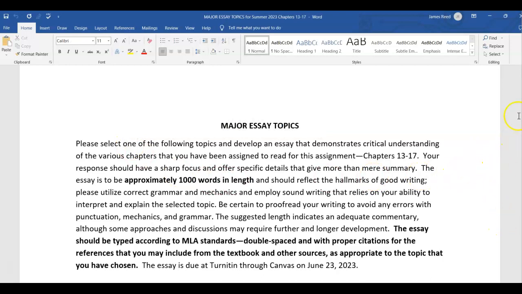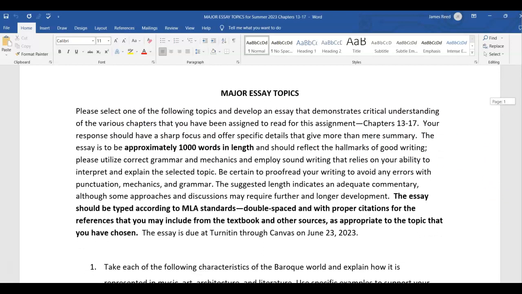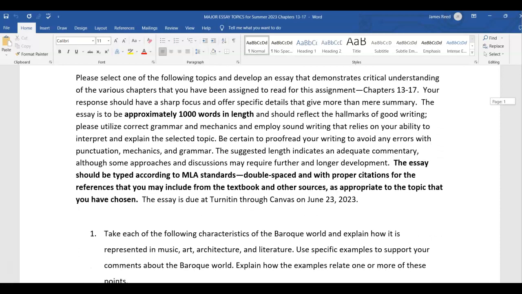You're going to write a sharp response, very fully developed, using specific details and explanations. It'll be approximately 1,000 words in length. It can be longer, and some parts it may be because of the way the prompts are set up. You're to show good writing skills, correct grammar, mechanics, sound writing, where you're going to explain the topic and offer good details about that.